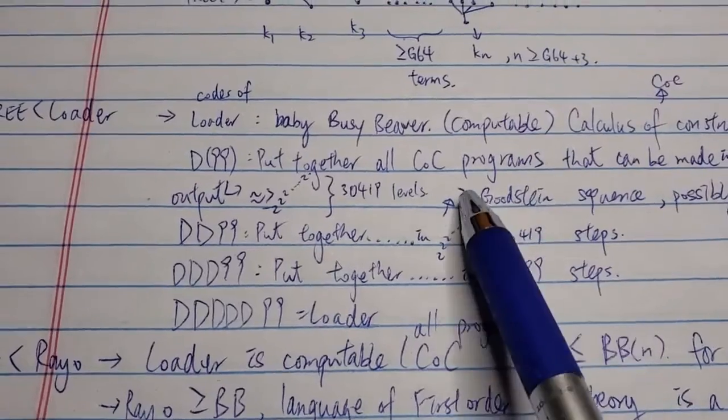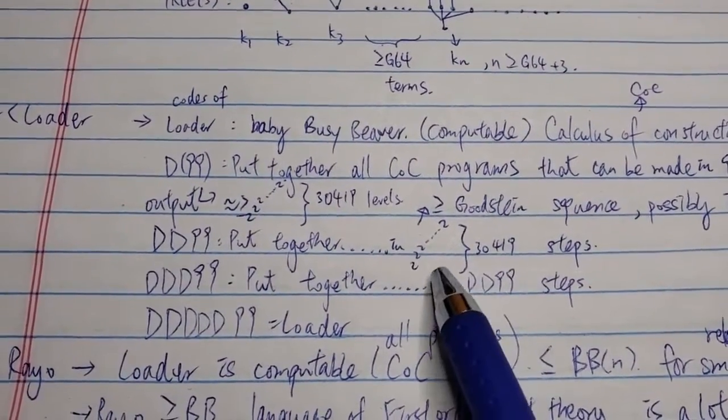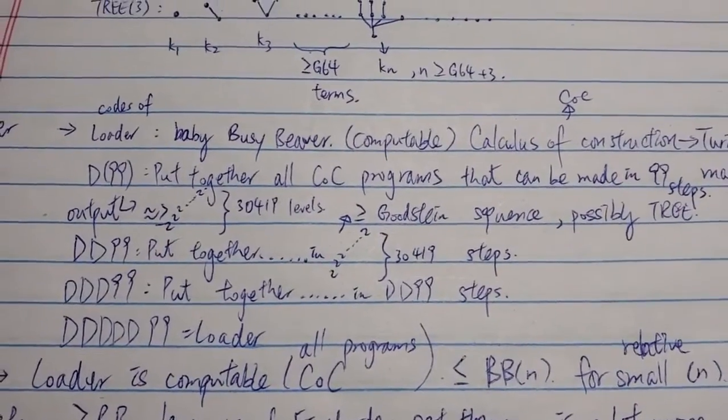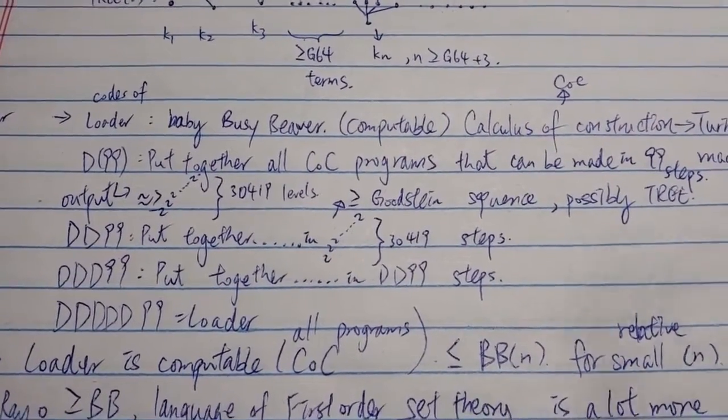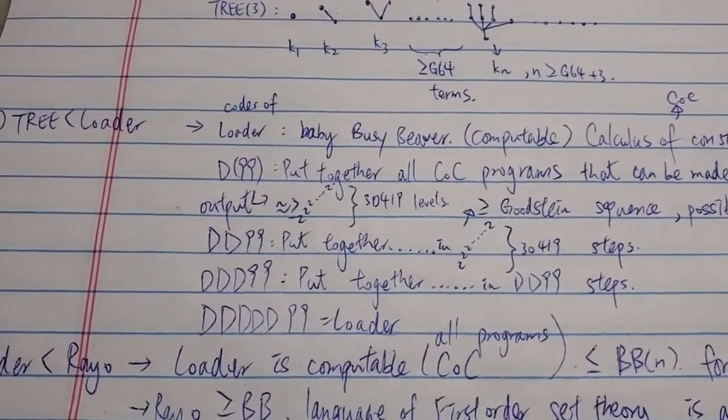It can be shown to be much bigger than Goodstein. Any number, I mean not any number, it is more powerful than a Goodstein sequence, which is already pretty powerful, and possibly even TREE(3) at this stage. However, there's no 100% guarantee.